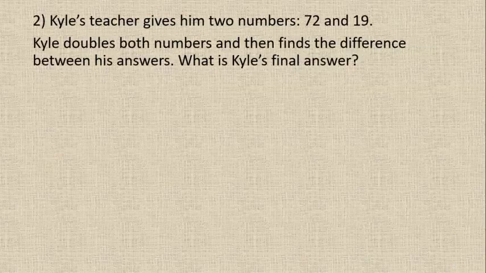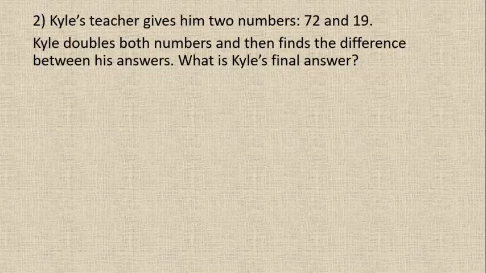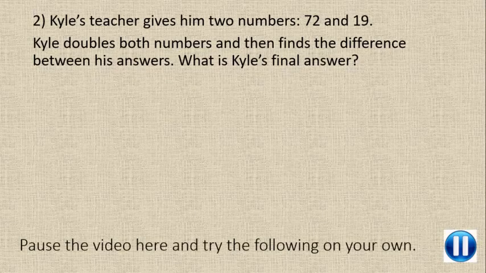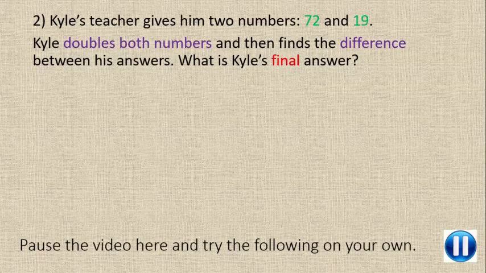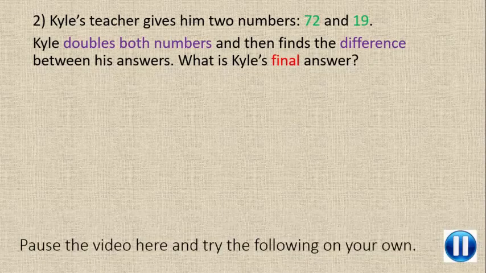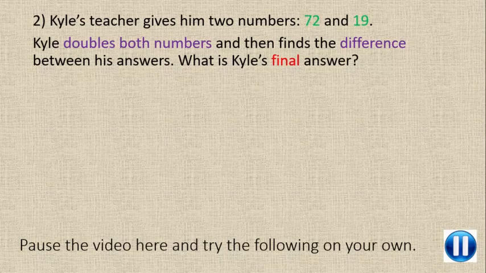Number 2. Kyle's teacher gives him two numbers, 72 and 19. Kyle doubles both numbers and then finds the difference between his answers. What is Kyle's final answer? Pause the video and try it on your own. Let's work through the answers. So we've highlighted 72 and 19 as our important numbers. We also know that there are two operations. So first, double both numbers, and second, we find the difference. And our question is asking, what is the final answer?